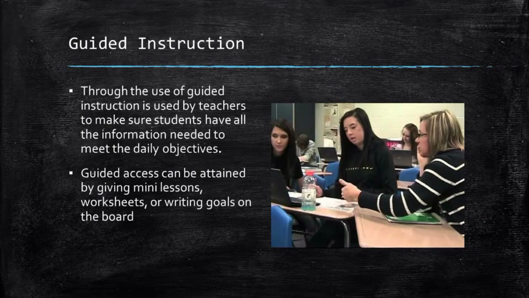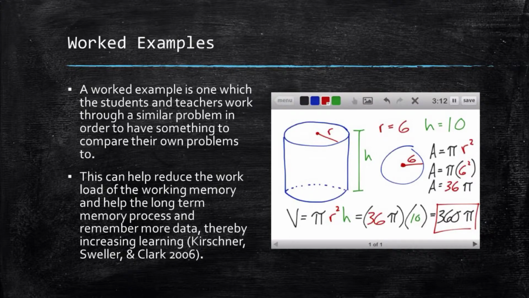So guided instruction is used by teachers to make sure that students have the information to meet their daily objectives. That could be a mini lesson every day, maybe worksheets, writing your goals on the board to be sure students know exactly where they're going and how they may be able to get where they need to be by the end of class. A worked example is a great way to give students a visual on how the rest of the questions they're going to do work.